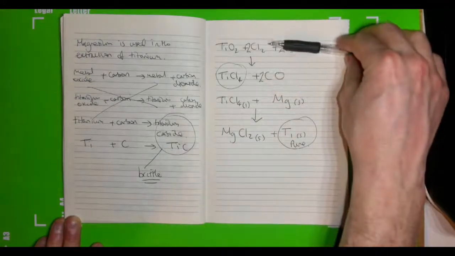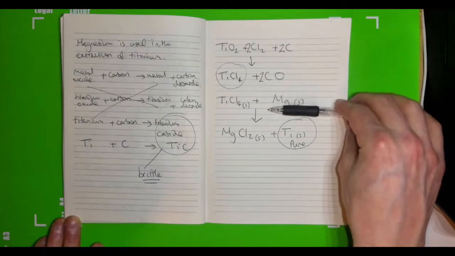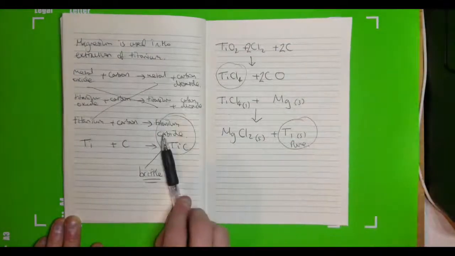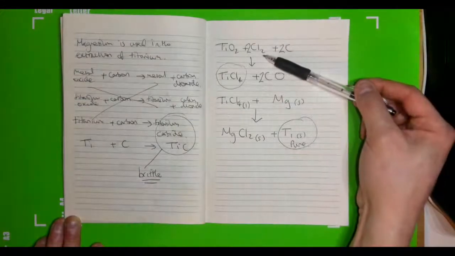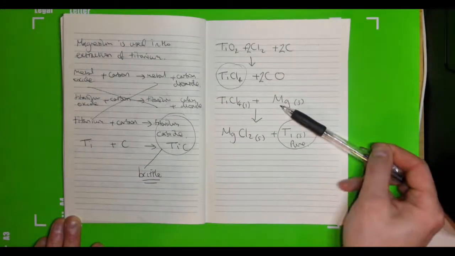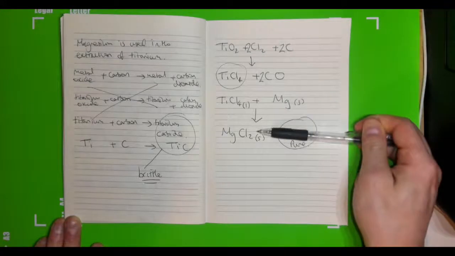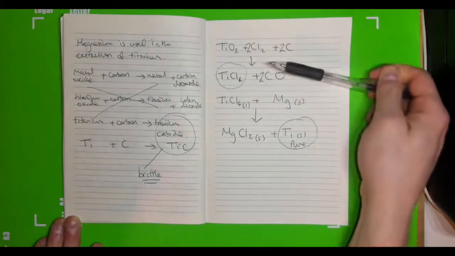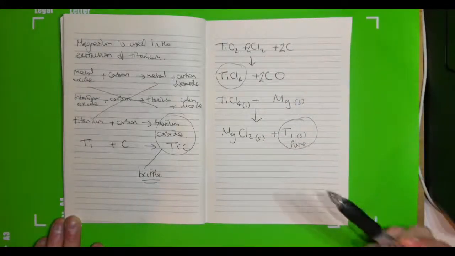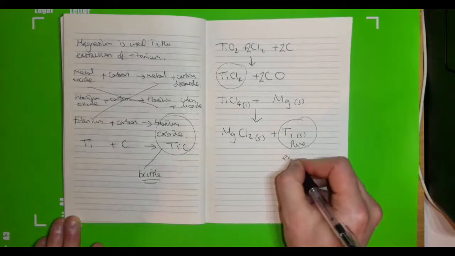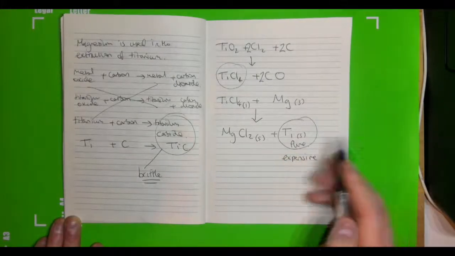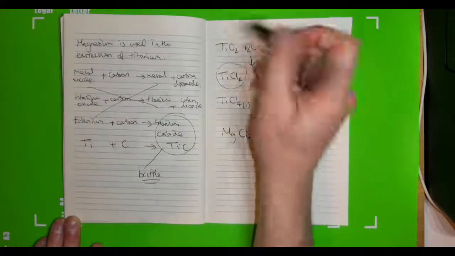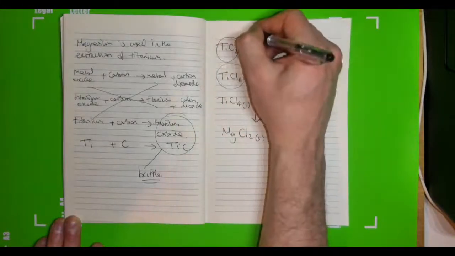Clearly this process here is going to be much more expensive than just simply doing this process here, because carbon is very cheap. Chlorine isn't cheap, magnesium isn't cheap, and the separation techniques which are going on here are not cheap either, which makes titanium much more expensive than expected, even though the original titanium oxide, the ore, is quite common.